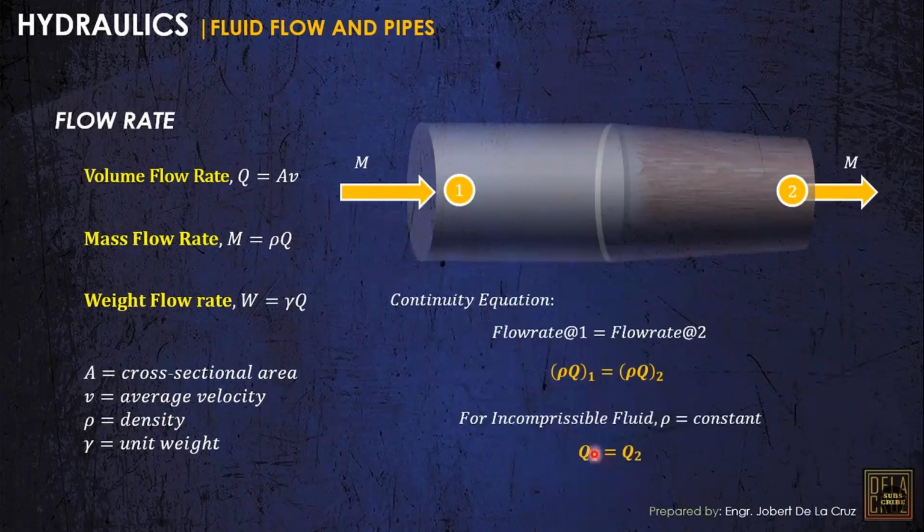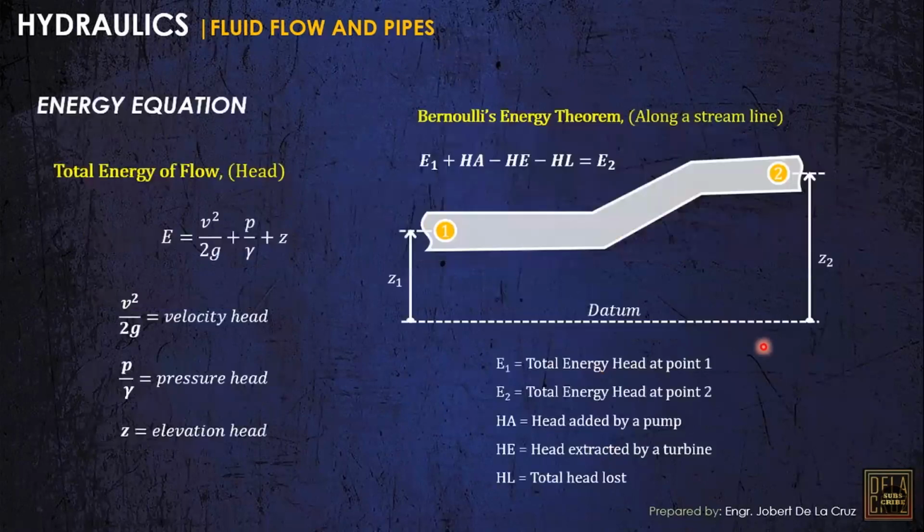So for incompressible fluid, that is, we can have that the density is constant. That's why we can have a discharge at point 1 is equals to discharge at point 2. Yung papasok dito, of course, yan yung lalabas doon. Okay? Alright. So, energy equation.